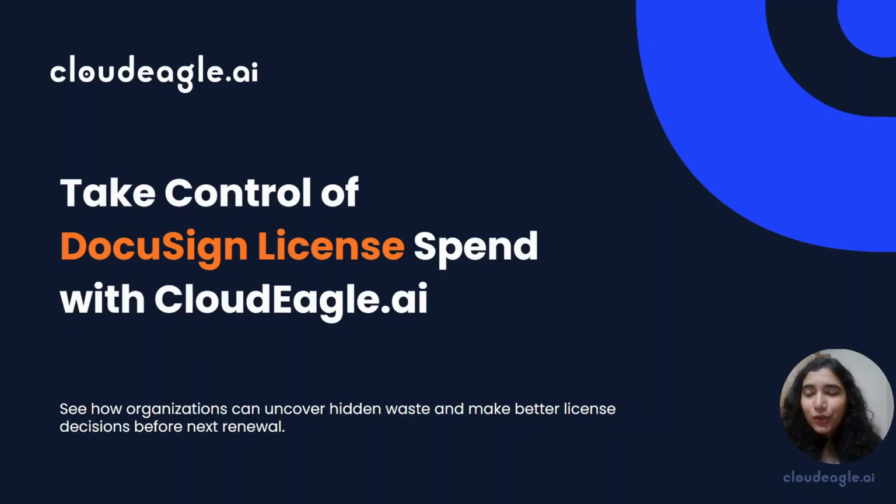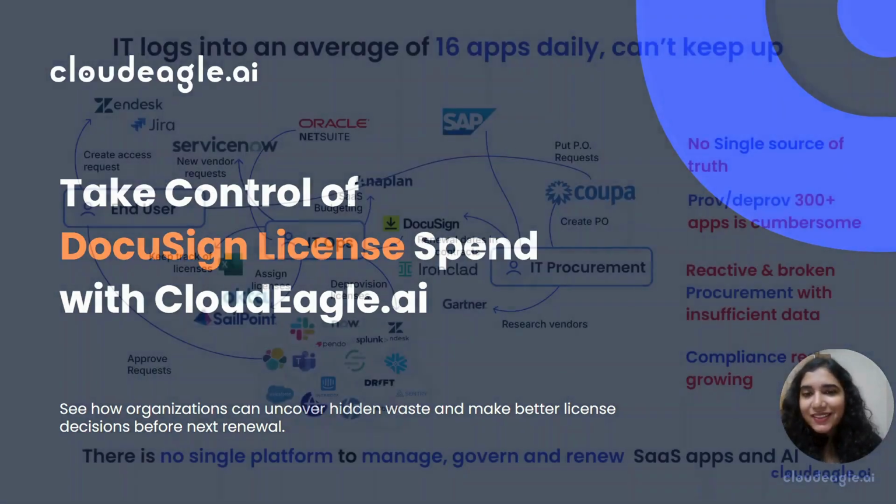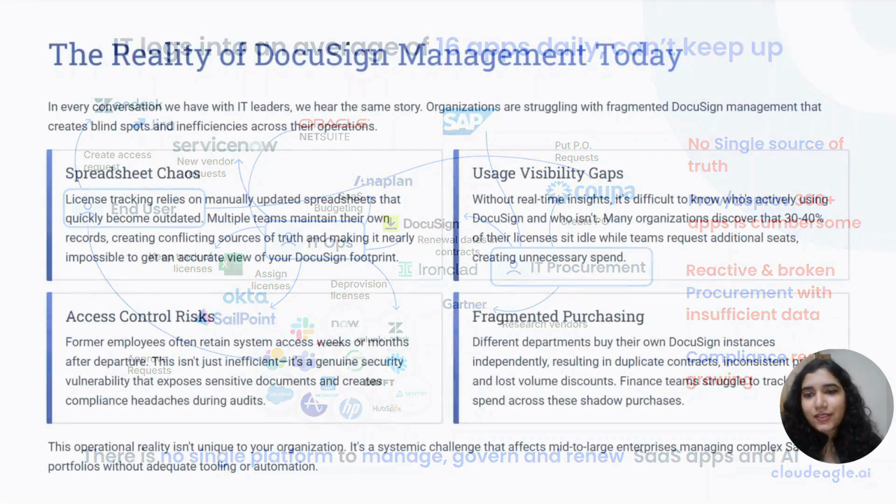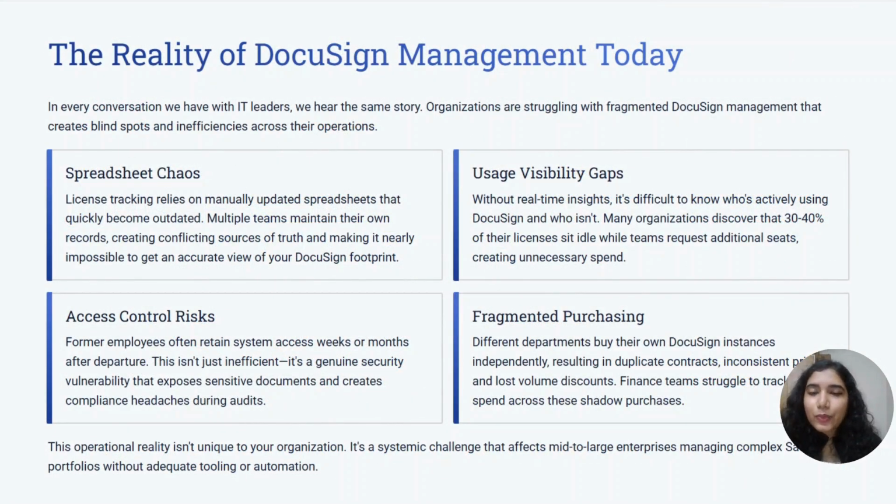Today we are talking about DocuSign license management. And honestly, this topic comes up in almost every conversation we have with IT, procurement, and security teams. DocuSign is one of those tools that everyone uses, but very few teams actually feel confident about who has access, who's actively using it, and whether they are paying for more licenses than they need. A lot of companies still track this in spreadsheets, and in most cases, ex-employees still have DocuSign access long after they have left. That's not just wasted spend, it's also a security problem.